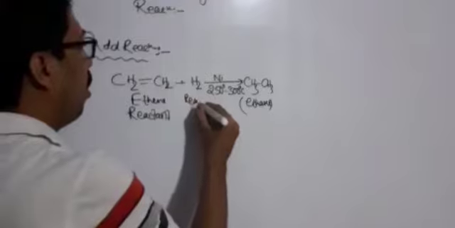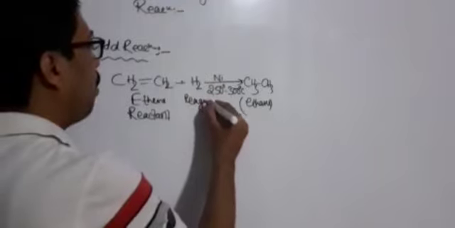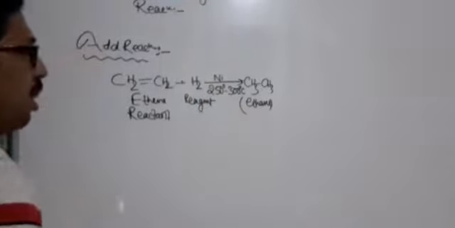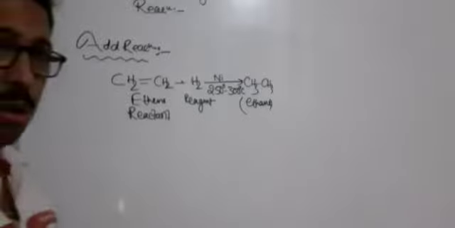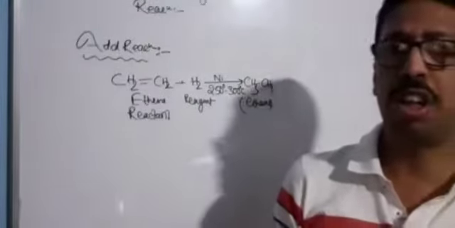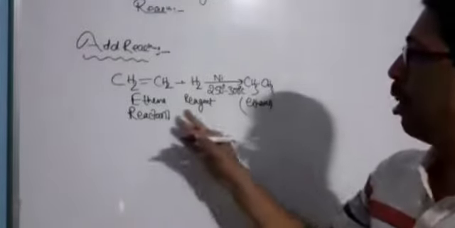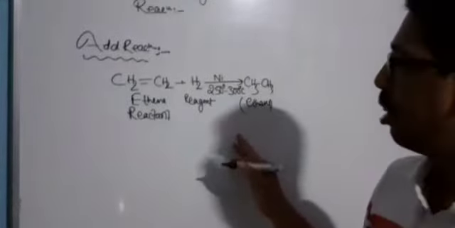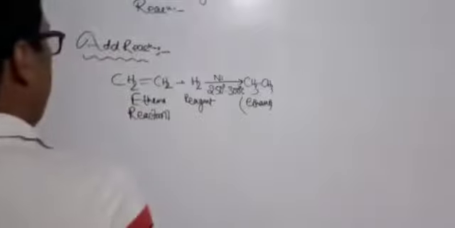Such type of reaction is known as addition reaction, and in this type of reaction the reagent molecule attaches simply to the reactant molecule without the removal of any atom or group from the reactant molecule. So it is an example of addition reaction.